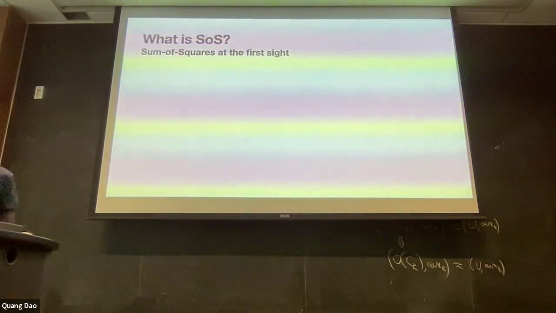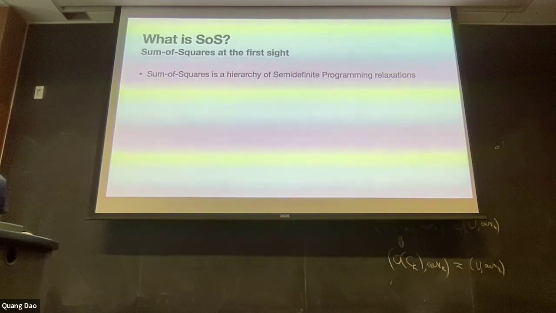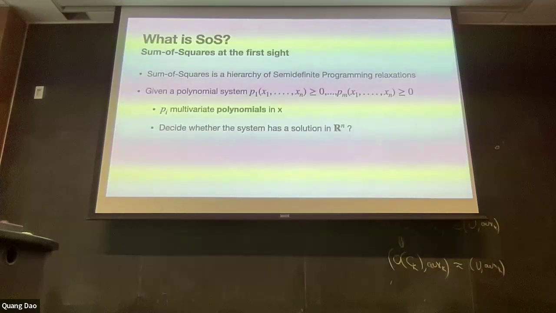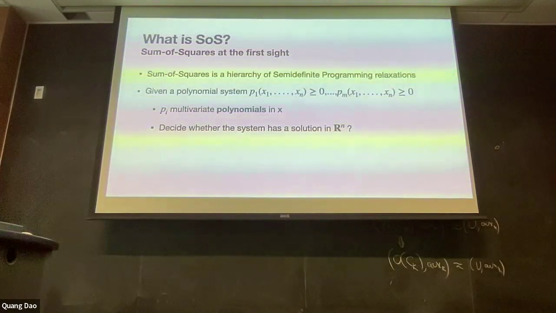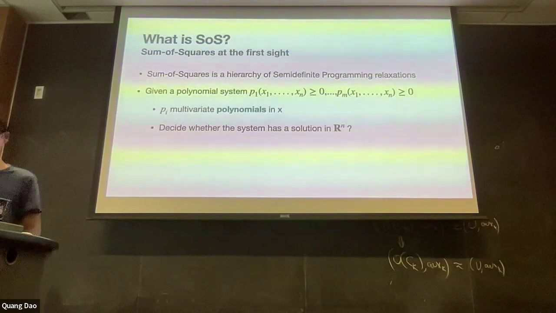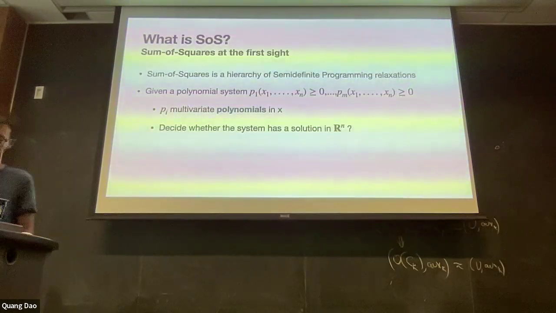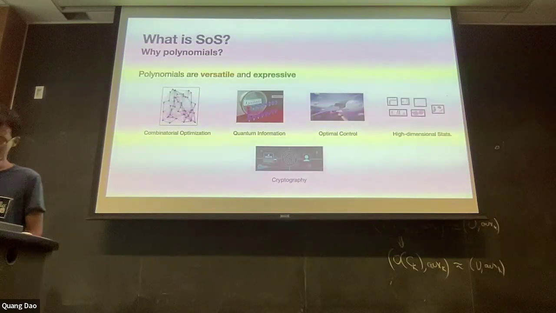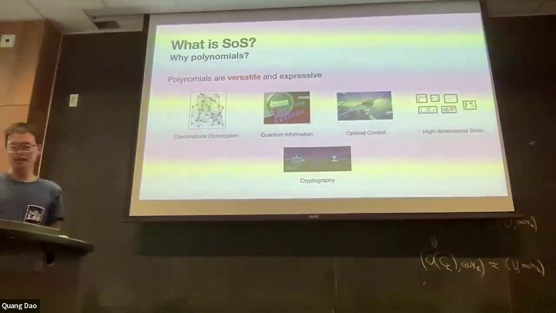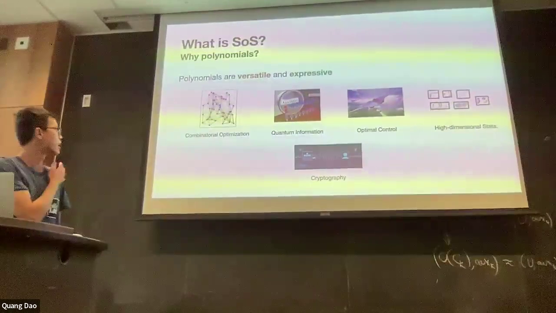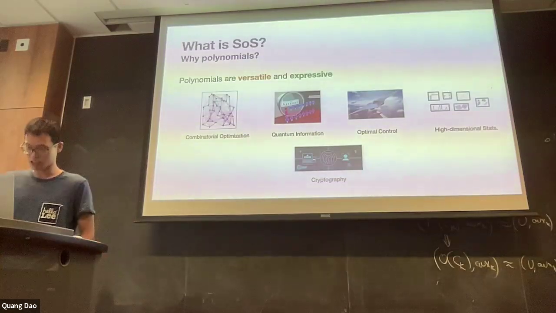So let me start by telling you what SOS is. Sum of squares, many of you might already know, is the hierarchy of semidefinite programming relaxations. It usually starts by giving a polynomial system in X, where each polynomial is a monomial polynomial in X, and the question is just to decide whether a given polynomial system has a solution. And you might ask, okay, why are you looking at polynomials? It turns out that polynomials are pretty versatile and expressive, and they find applications in various areas, computer optimization, crypto, and even optimal control, just to name a few.